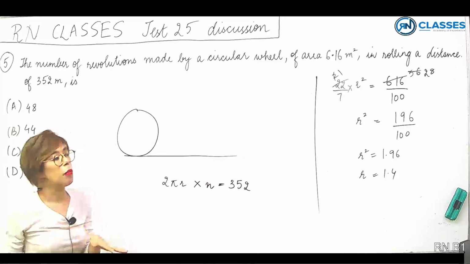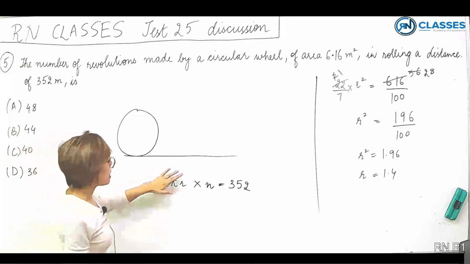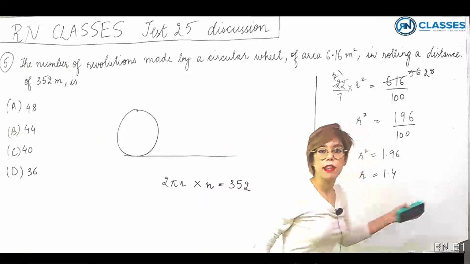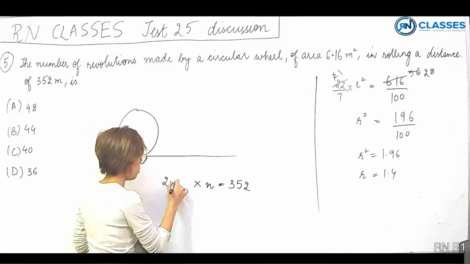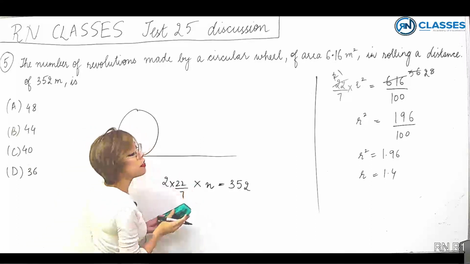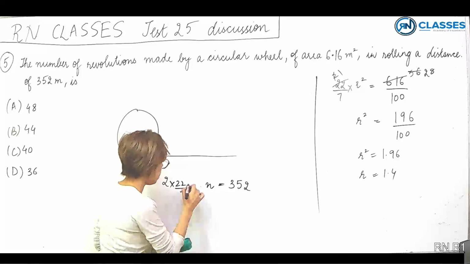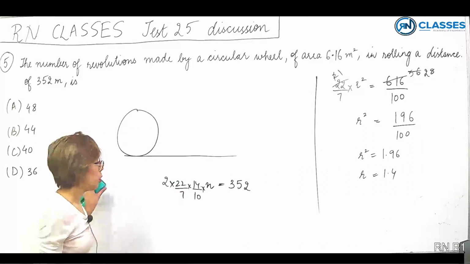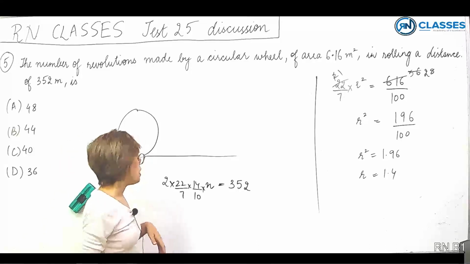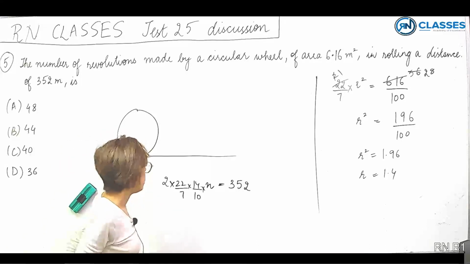Obviously there's no problem with the dimensions, right? So radius is 1.4. So let's just substitute the values. So pi is 22/7, and radius is 1.4. So into 14/10, obviously, because I don't like decimals. Not a big fan, right? So let's cancel the common factors.